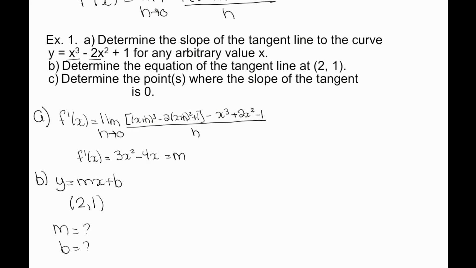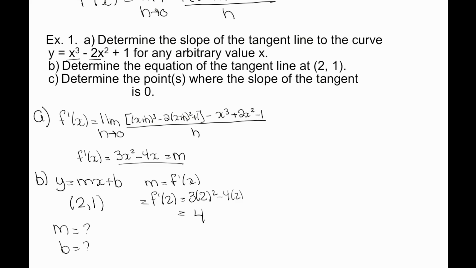So to solve for my m value, remember that m is equal to f prime of x. So f prime at 2. Now we're going to substitute 2 into our derivative. 3 times 2 squared minus 4 times 2 is going to equal 4. So we know now that the slope of this tangent line is going to be 4.